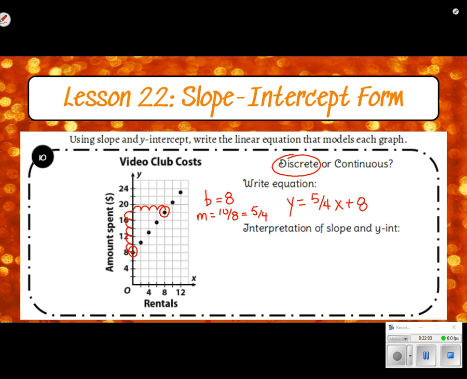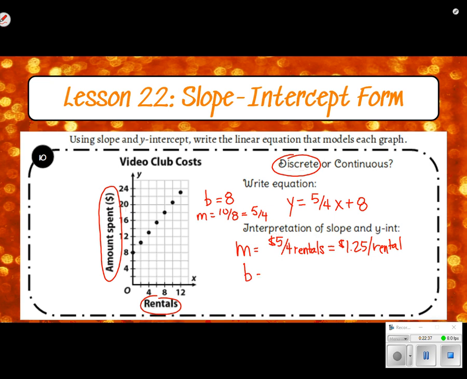But let's look at the interpretation of each of these. So again, we're going to go back and look at our variables. So this is number of rentals, and this is the amount of money spent. So when we look at slope, we're looking at $5. That's the amount of money spent over 4 rentals. Or some of you might say, well, Miss Phoebus, isn't that the same as $1.25 per 1 rental? And I would say yes.